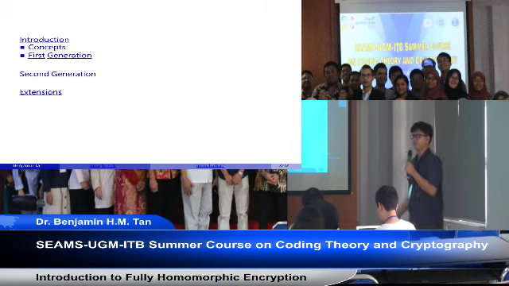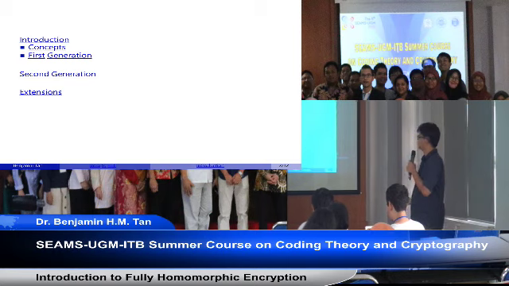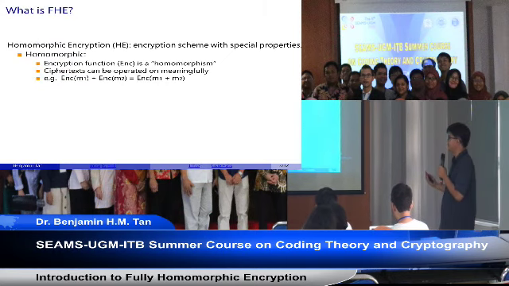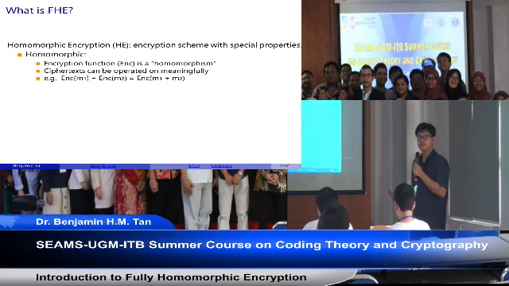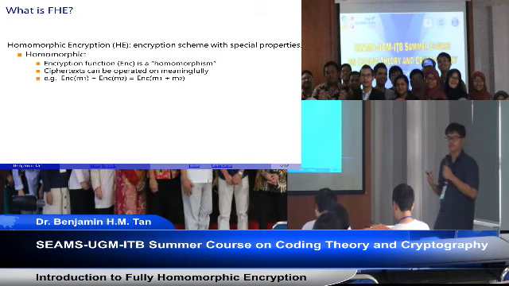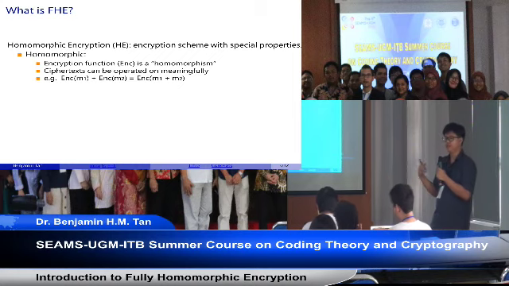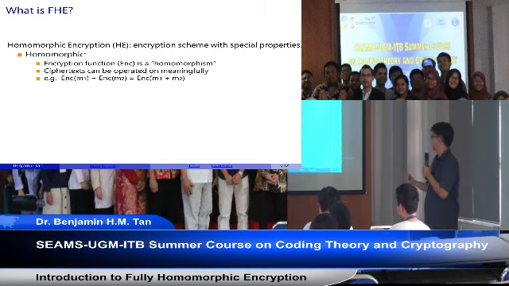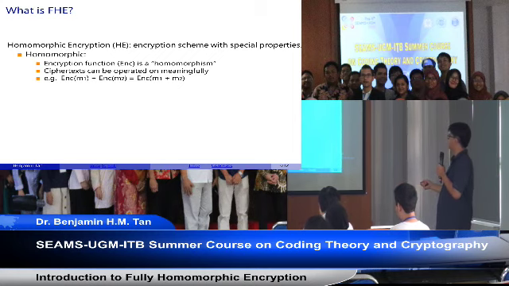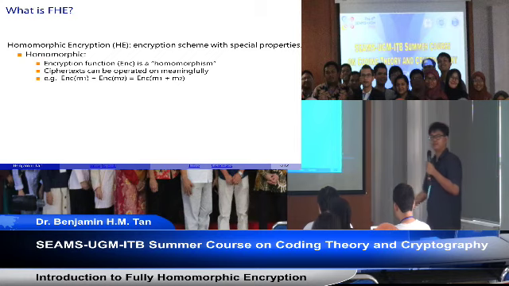Right, so homomorphic encryption, or HE for short, is basically an encryption scheme with some special properties. The keyword here is homomorphic. What it means is that the encryption function is kind of like a homomorphism, so you can actually do meaningful operations on ciphertext. As an example, say you have an encryption of message M1 and an encryption of message M2. If you try to add them together, you can potentially get an encryption of the sum of the two messages. So this is the homomorphic part.